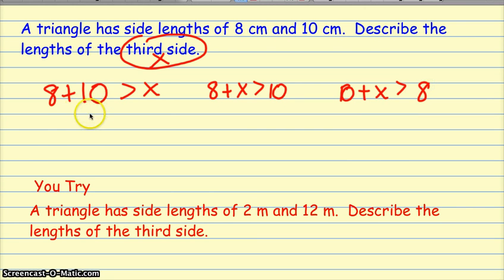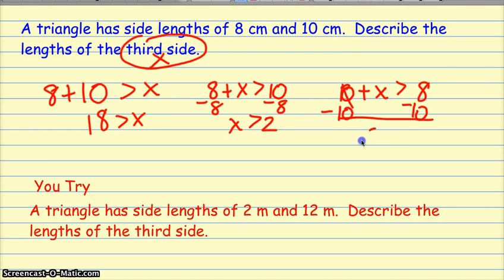So calculate what x is going to be. 8 and 10 is 18. Minus 8, minus 8. x has to be bigger than 2. And this, you're always going to get one that doesn't seem to make sense. It's because of the inequality. So don't really worry about it. Look at the two that do make sense.